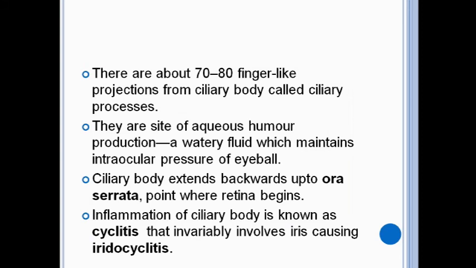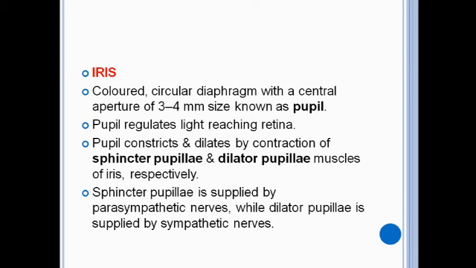Inflammation of the ciliary body is termed as cyclitis, and it involves your iris because the muscles are attached to it. Together, inflammation of the ciliary body with iris is termed as your iridocyclitis. Is it clear till now, ciliary body?